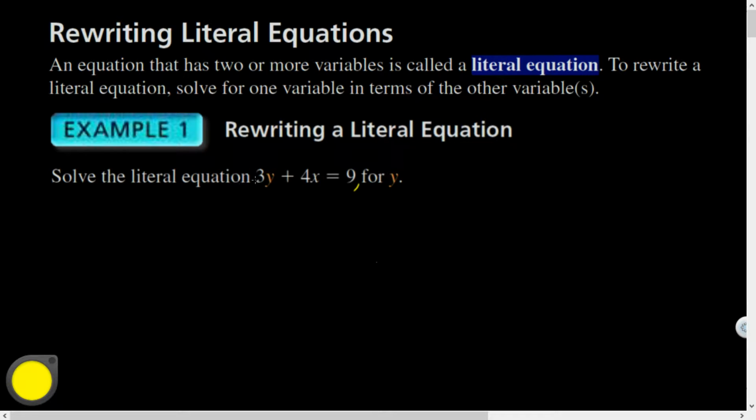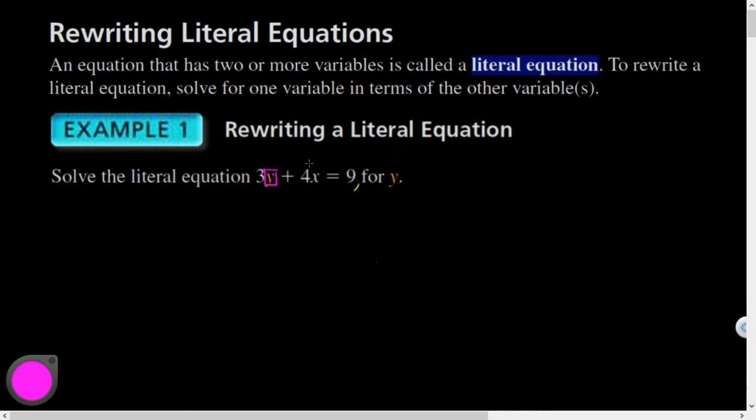Notice this equation. It says solve the literal equation 3y plus 4x equals 9, and I'm solving this equation for y. So notice here's the problem. There's a y and an x in here. I'm targeting the y, and if I want to solve for that y, that means I want to get everything else away from the y. I want the y by itself.